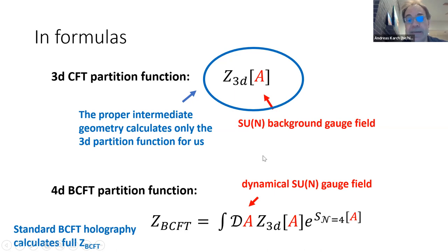So what I'm basically telling you is that you're going to use standard holography to calculate for you that 3D partition function. I'm only going to apply holography to the 3D partition function. And in the end, I'm going to take this answer that came out of holography and couple it to N=4 super Yang-Mills without using holography for the full setup. I only use holography to calculate this one ingredient in my full partition function.